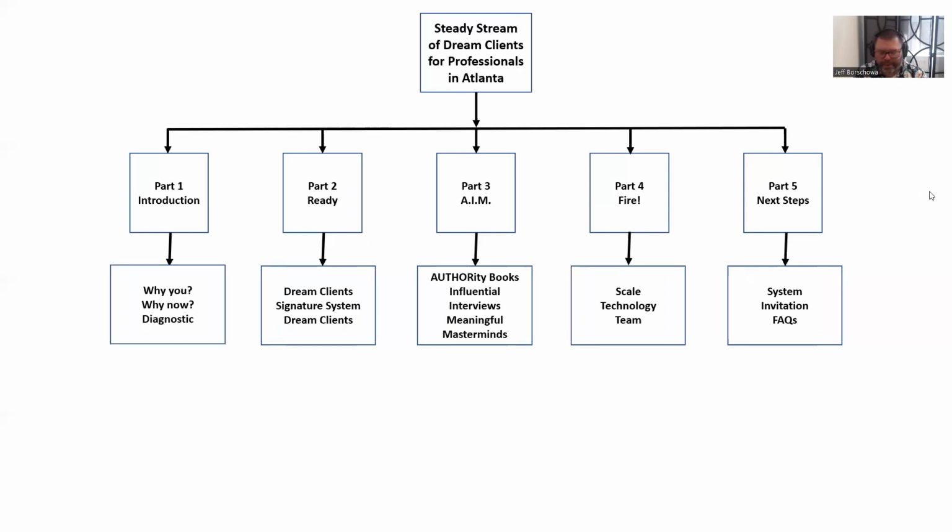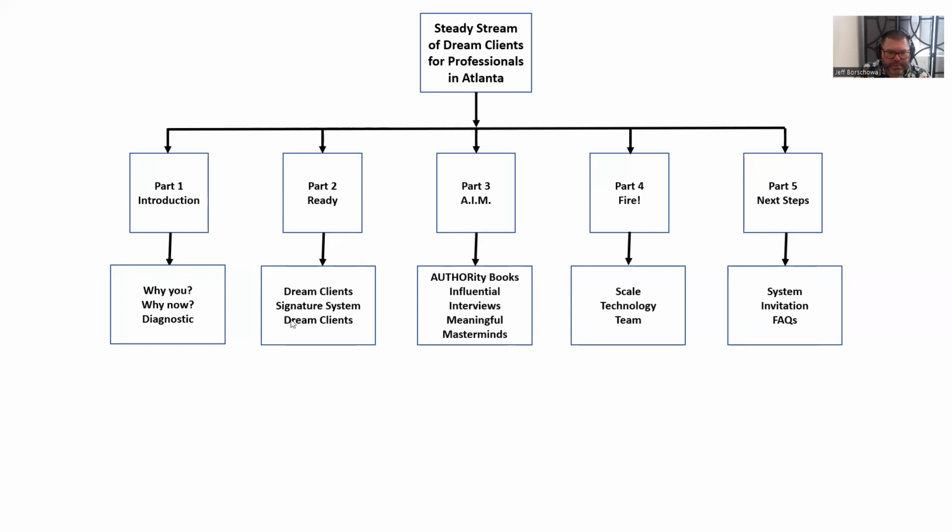So I'll show you as an example. I'm working on a project where we are working to help busy professionals in Atlanta get better clients. So the promise is a steady stream of dream clients for professionals in Atlanta. Part 1 is our introduction. We talk about why they'd want to work with Clientology, why now. We have the diagnostic, which I've shared earlier. In part 2, our core area is helping them get ready. So we show them how to identify their dream clients. We show them how to build a signature system.